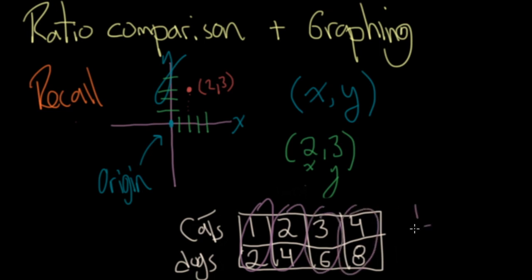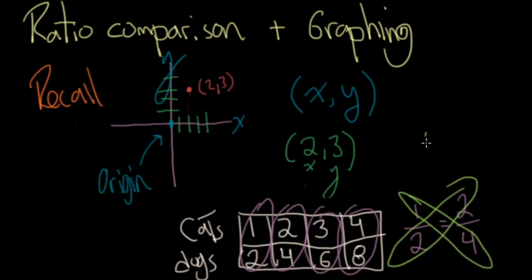So we're saying 1 to 2 is the same as 2 to 4. Does that make sense? And there's different ways that you can figure that out. You could cross multiply just to check. What is 1 times 4? Well, that's 4. And what is 2 times 2? That's 4. So yay, these are equivalent ratios.